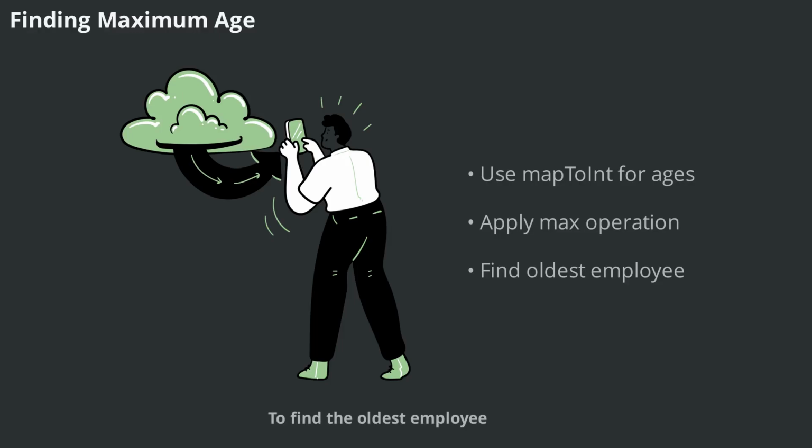To find the oldest employee, you can use the mapToInt method to extract ages and then apply max. This is a classic use case for stream reduction operations. It's a common interview question that tests your ability to aggregate data using streams.